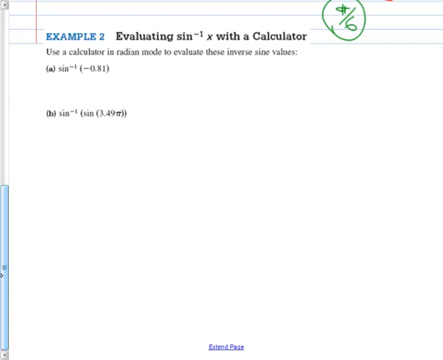Let's go to a calculator. We'll see more of those when we move on to cosine. Use a calculator in radian mode, because we're talking about radians, to evaluate these inverse sine functions. This is simply stick it in your calculator. Inverse sine of negative 0.81. But then I'm going to relate it back by hand to make sure it makes sense. Negative 0.944.